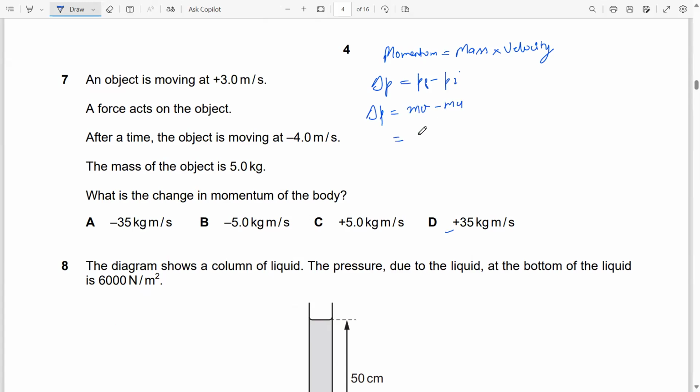So it will become, mass is 5 kg. V, the object is moving at minus 4.0 meter per second after the application of force. This means minus 4 is the final velocity. So minus 4, then minus 3, it will be 5 into minus 7, that is minus 35, and units kg meter per second. So option A is the correct one.